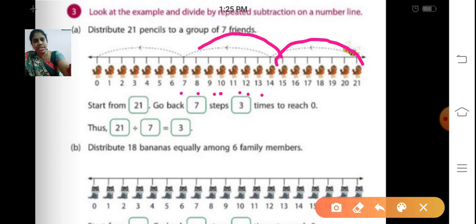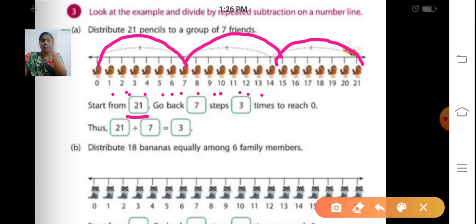So again go back 7 steps. Again shall we go? So till 0 you have to do that. Shall we go on again? Go back again 7 steps. Yes. 6, 5, 4, 3, 2, 1, 0. Yes. Now tell me, from where we have started? We have started from the number 21 and gone back.